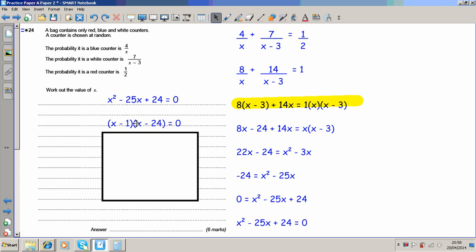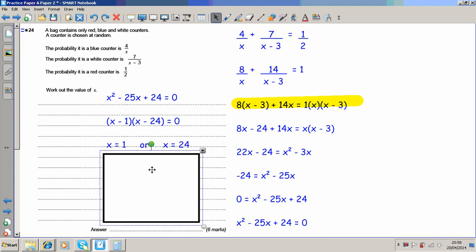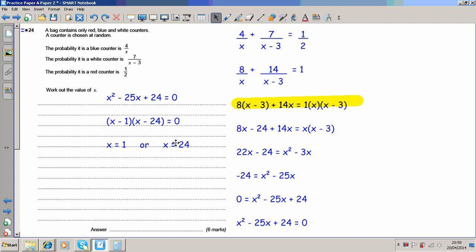And yeah, it does. x minus 1, x minus 24 equals 0, because x times x is x squared, minus 1x, minus 24x gives us minus 25x, and minus 1 times minus 24 is positive 24. So x is equal to 1, or x is equal to 24, because then we get a 0 here or a 0 there to make our 0 overall.